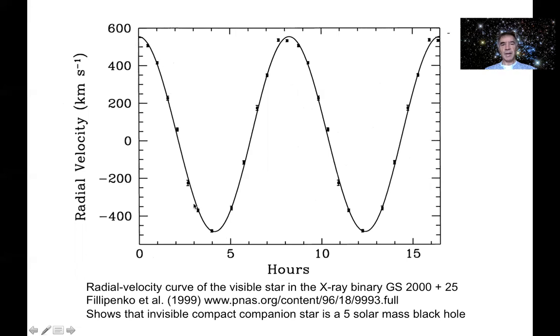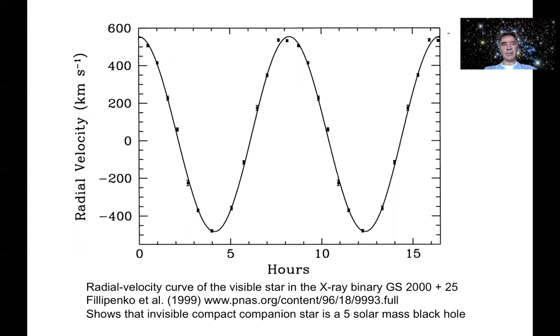Okay, and this is a so-called X-ray binary. It's got X-rays coming out of it. And basically this radial velocity curve and applying that formula proves that the invisible compact companion is 5 solar masses, which is far too big to be a neutron star. So it's this kind of data that tells us that the object is indeed a black hole. Okay.